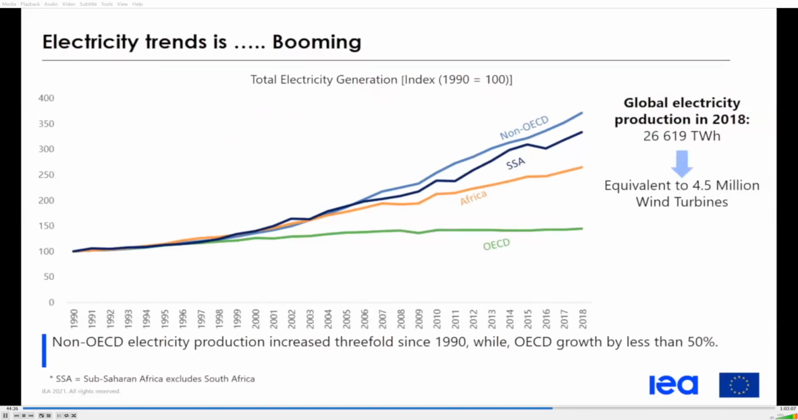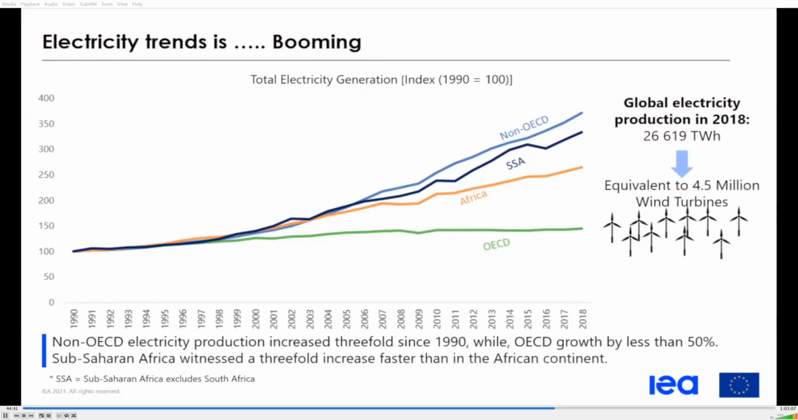The global production in 2018 was more than 26,000 terawatt hours, which is the equivalent of 4.5 million wind turbines in the world. And Sub-Saharan Africa witnessed a threefold increase, faster than the rest of the African continent.